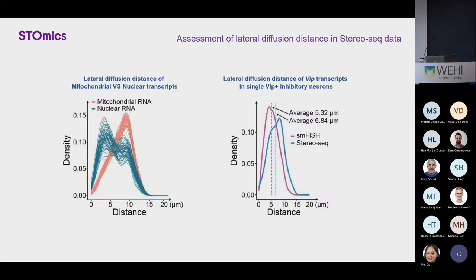Also, diffusion is an important thing to consider as well. After you permeabilize, it also opens up the transcripts to both lateral and vertical diffusion. So we looked at the diffusion profile, and by comparing the mitochondrial RNA and nuclear RNA diffusion distances, we see that the diffusion is approximately an average of 6.84 microns compared to SM fish, which is 5.32. So a little bit worse than SM fish. But we're also making tremendous improvements to this.